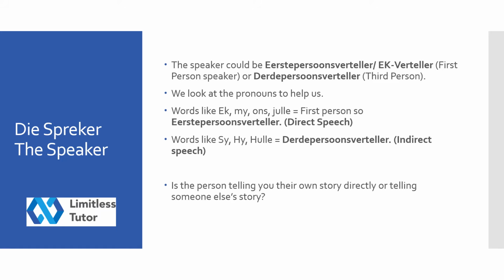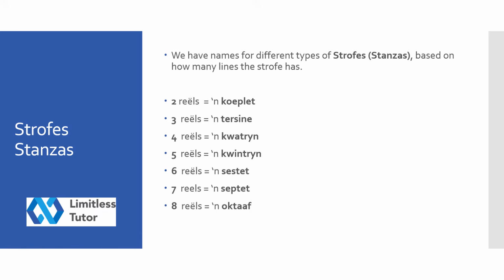Okay, so is the person telling you their own story directly? That would be eerstepersoonsverteller. Or are they telling someone else's story? Then that would be derdepersoonsverteller. Okay, strofes, there are names for strofes, okay, based on how many lines they have. So we have different types of stanzas or strofes, and based on the amount of lines, they get different names.